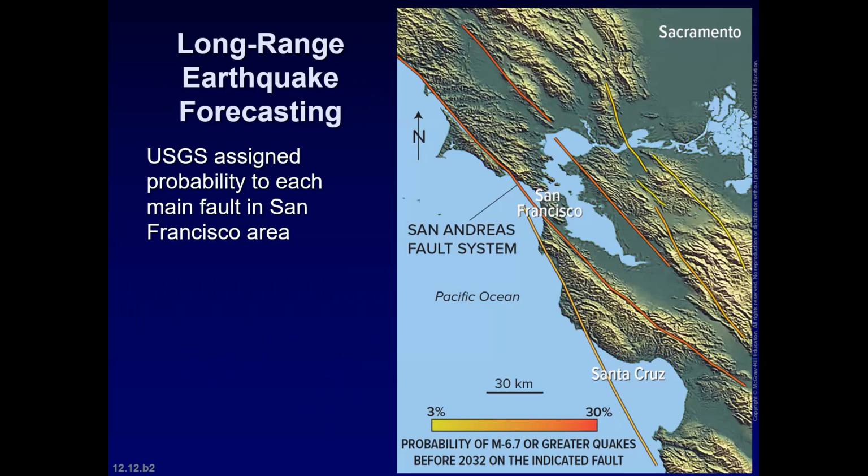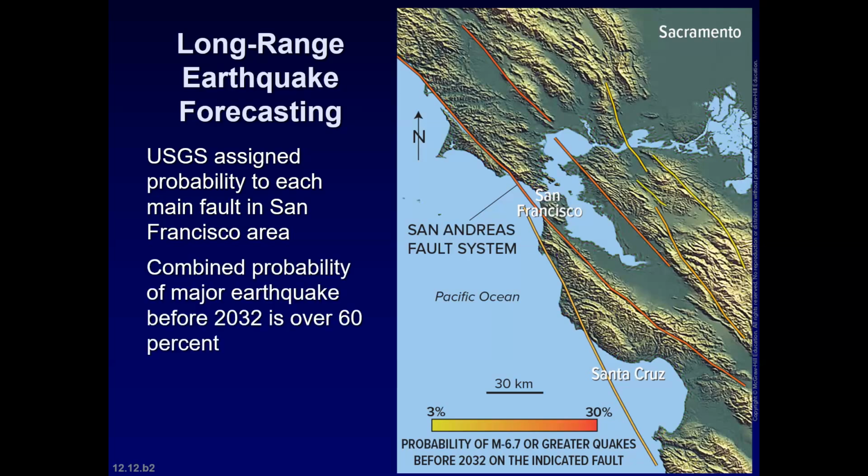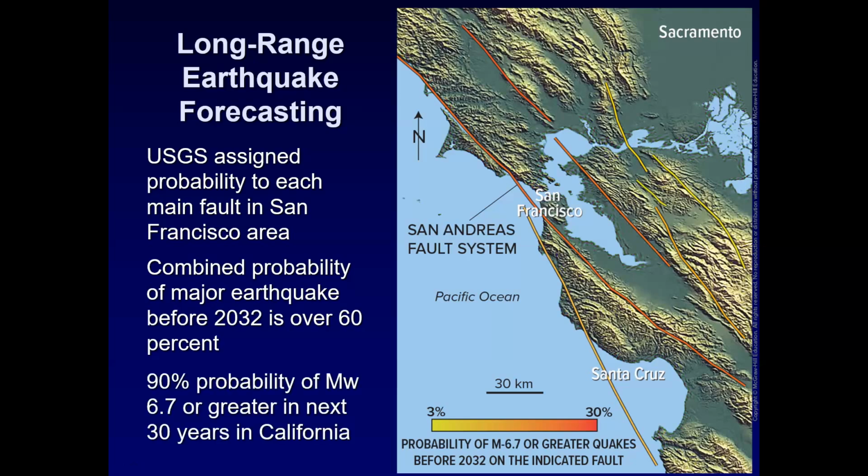Okay, so looking at the San Andreas Fault system, the USGS assigned probability to each main fault in the San Francisco area, probability of magnitude of 6.7 or greater earthquakes before 2032. That's coming up. What's the probability? The combined probability of a major earthquake before 2032 on these is over 60%, and there's a 90% probability of a magnitude 6.7 or greater earthquake in the next 30 years in California. So it's very likely to happen.